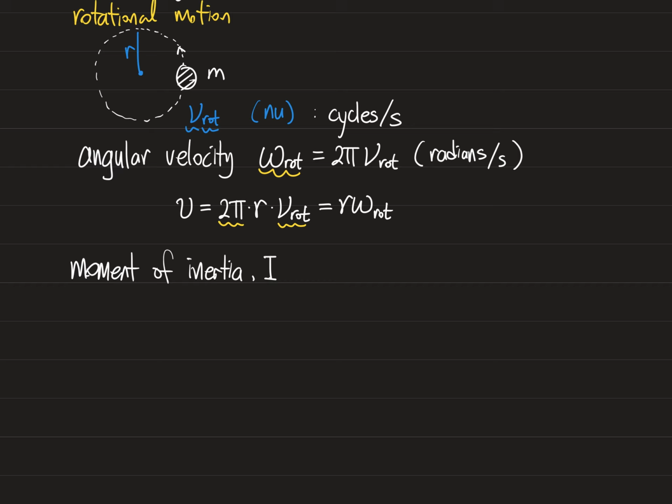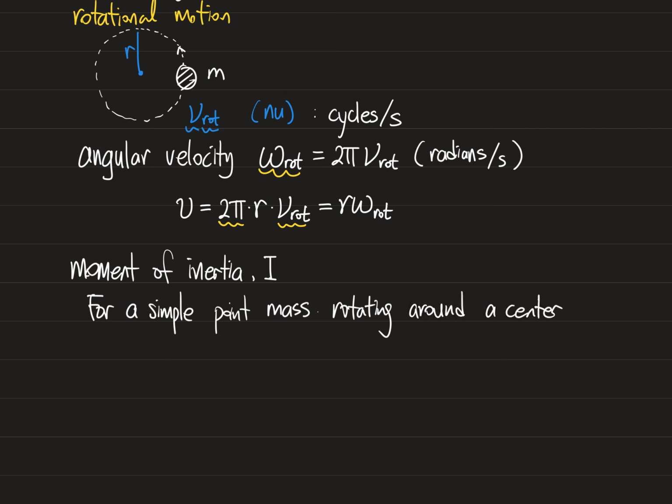For a simple point mass rotating around a center, just as in this figure, the moment of inertia I is calculated as the mass multiplied by r squared.